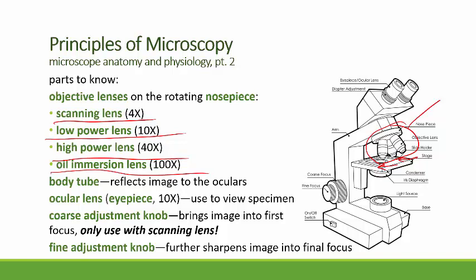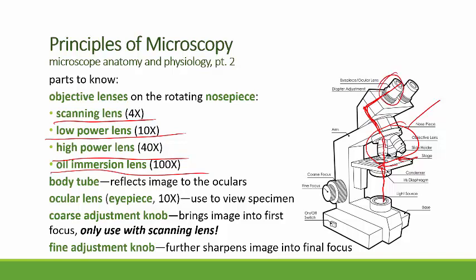So the body tube is this portion here, and it reflects. It's got mirrors inside and lenses that reflect the light up to the oculars. So the light is coming from here, it gets focused by the condenser, it's adjusted by the iris diaphragm, it passes through the subject, up through the objective where it's focused even more, and the light is spread apart to produce magnification. And then it's reflected through the body tube and up into the ocular lenses.